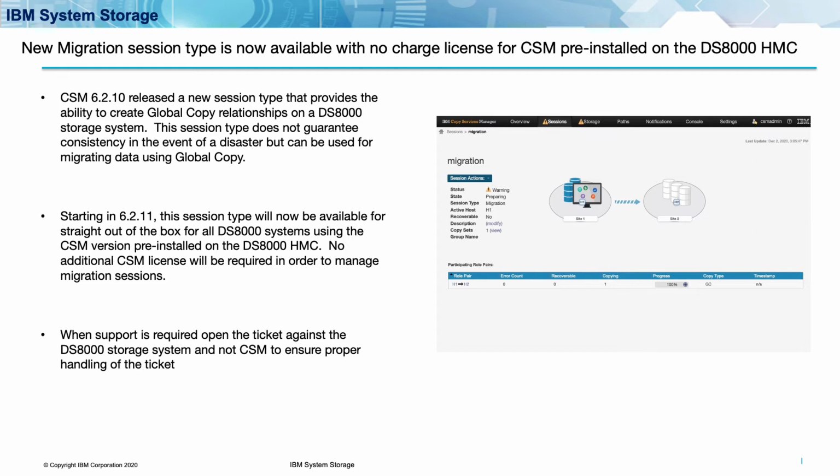And then the one thing to note is if you do have issues or you need to open a support ticket, make sure you open that support ticket against DS8000. That will pipe it to the correct channels so that you get the right support you need. Because you don't have a CSM license, assuming you don't have a CSM. If you're enabled for CSM, then you can go ahead and open against CSM. But if you did not purchase a CSM license and you're just using the out-of-box solution, open against DS8000 so that you make sure you have that support that you need for that solution.